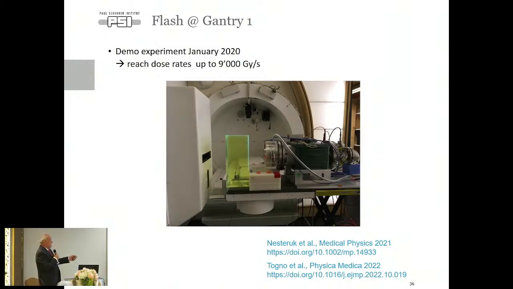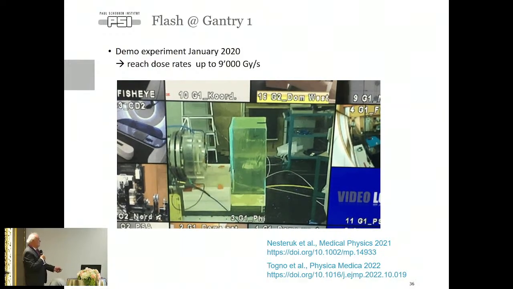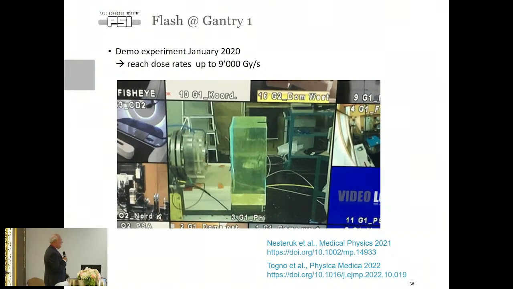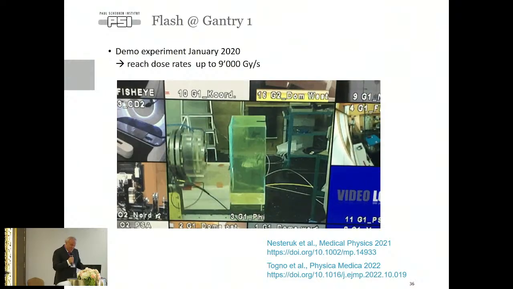Then in January 2020, we did the first experiment where we put a scintillator block here. The protons come from here. We have a Faraday cup to cross-check the dose measurement. And actually, we measured dose rates of up to 9,000 gray per second. So yes, we are really in the flash regime. We were very happy. But this was January 2020. Then COVID came, everything stopped, sort of.